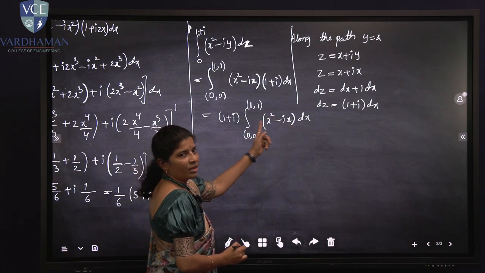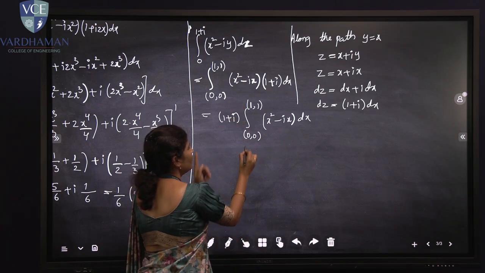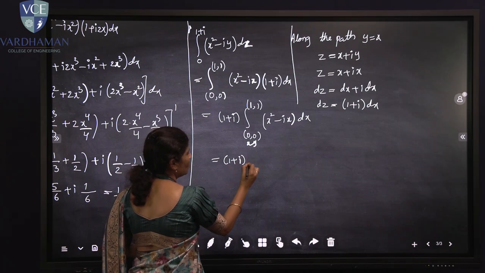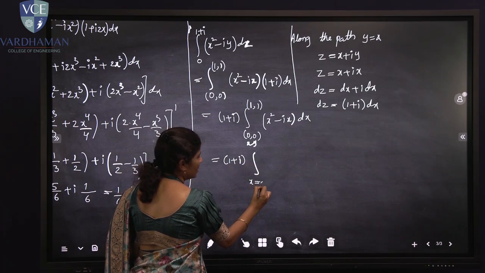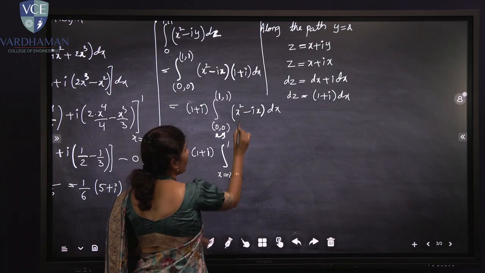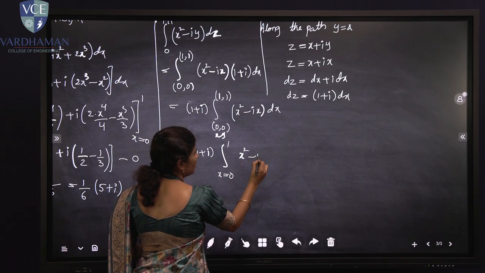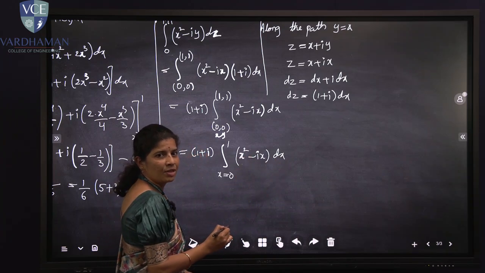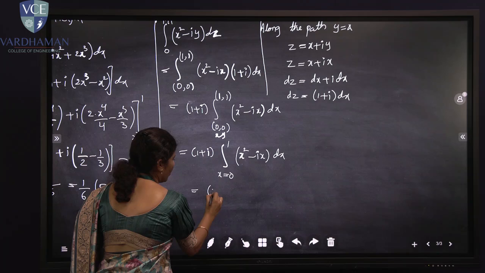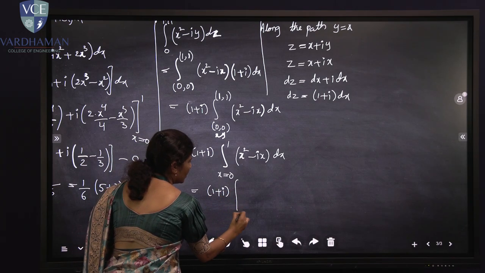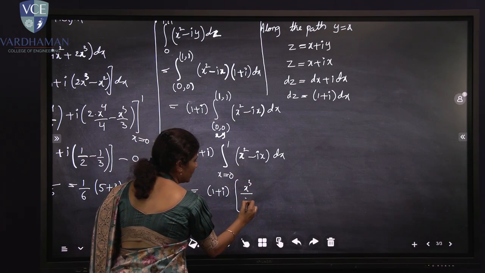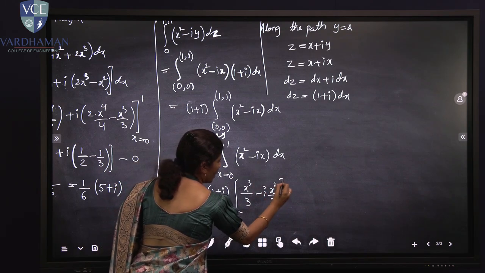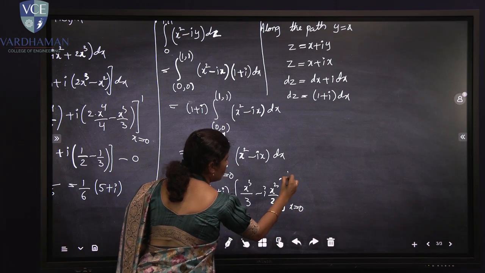We are totally converting the integration in the form of x. The x and y limits are given, and we consider only the x limits, that is 0 to 1. Here I will write the x limits are 0 to 1. So x square minus ix into dx. Now we take the integration with respect to x, with 1 plus i as a constant as it is. So x square integration is x cube by 3 minus i times x integration is x square by 2, having the limits x equals 0 to 1.